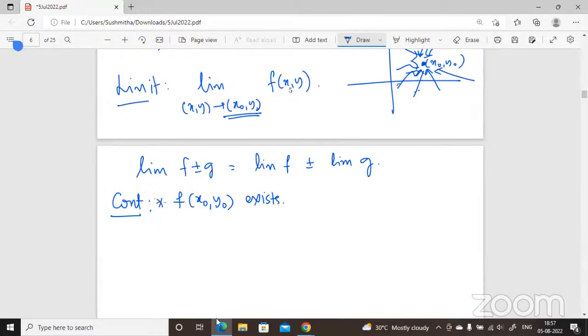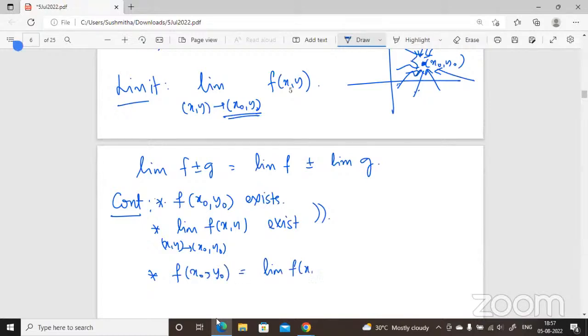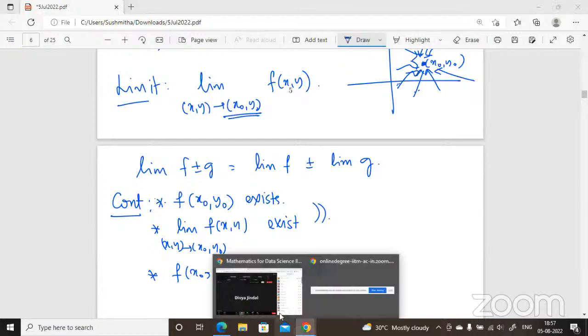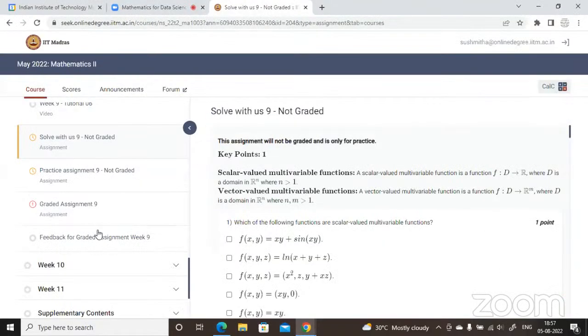So to check if a function is continuous, first of all, the value of the function at that point should be defined, and the limit as we tend to that point should exist. And these two values should be equal. The third condition is the limit should be equal to the value of the function at that point. So if these three conditions are satisfied, then we say that the function is continuous. Okay, so let's maybe take that weekly mock question.